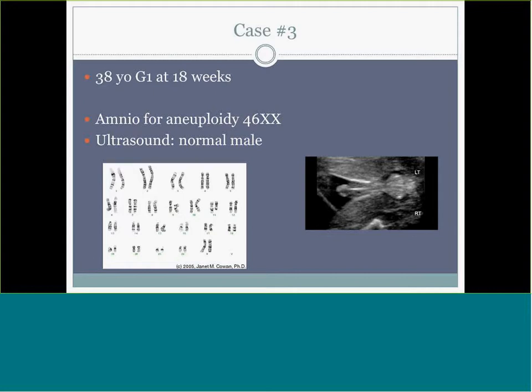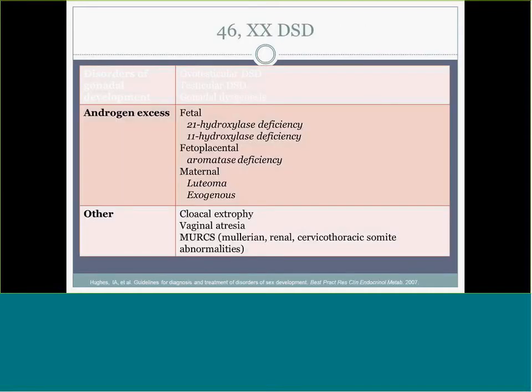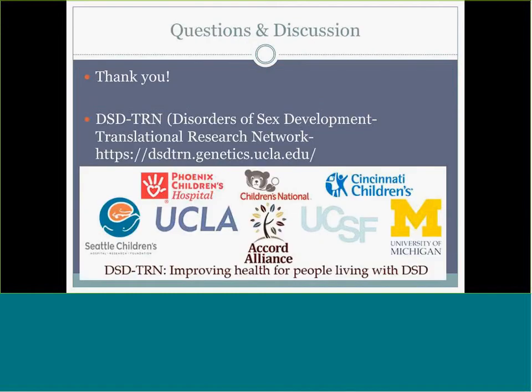A 48-year-old, G1 at 18 weeks. The amnio, because of her age, was 46XX. Ultrasound shows a normal male. So it's the highest, and that's what you have to rule out. Excess can be fetal, placental, or maternal. And that's it.